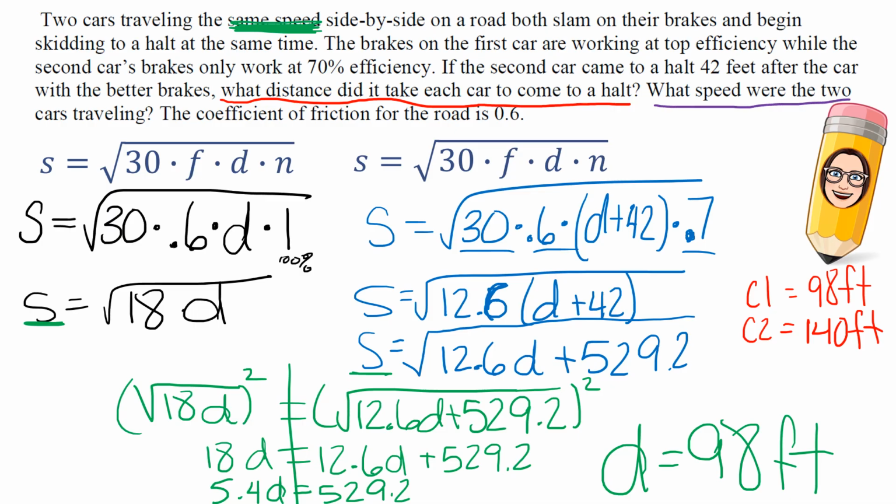What speed were the two cars traveling? Well, it was the same speed, but I need to calculate what S is. Well, I know what D is, right? I know what D is, so let's calculate. The speed is whatever the square root of 18 times 98 is. So yeah, you definitely need your calculator for this. It's going to be a crazy number. I'm going to take the square root of 1,764. So get out those calculators.